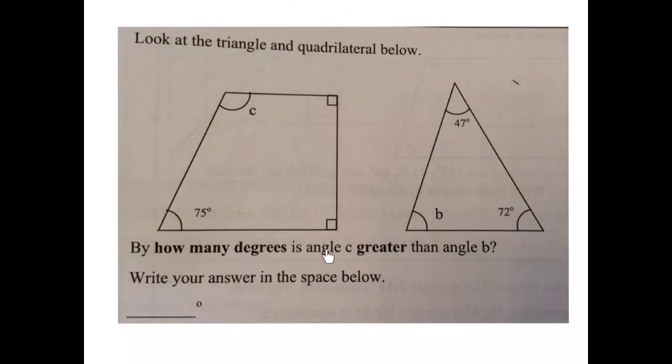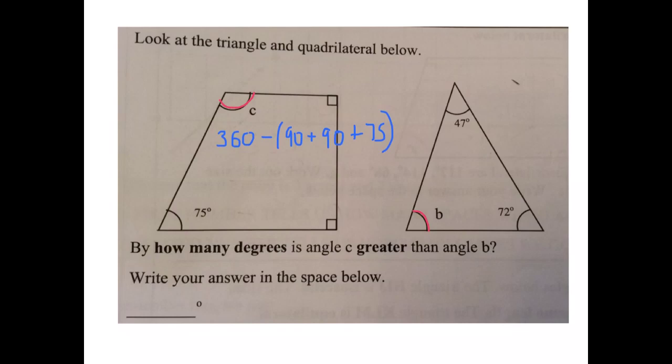Look at the triangle and quadrilateral below. By how many degrees is C greater than B? So we need to work out what C is, and we need to work out the size of angle B. So within a quadrilateral, all the angles add up to 360. And we already know 3 of them. So we're going to have to subtract 90 plus 90, the 2 right angles, plus 75.